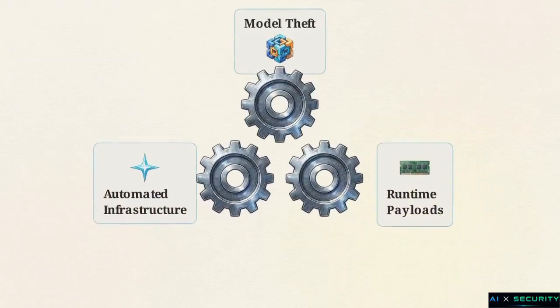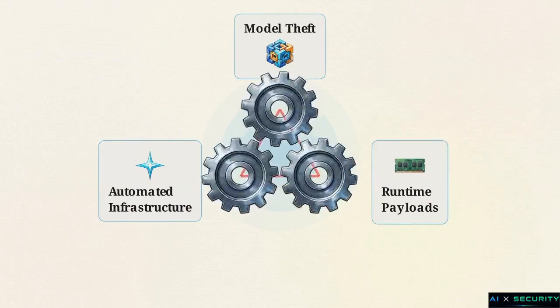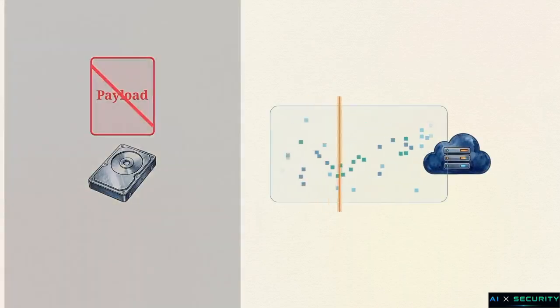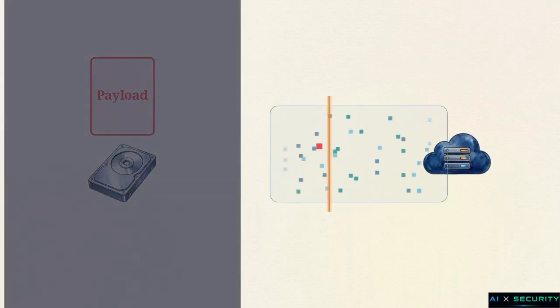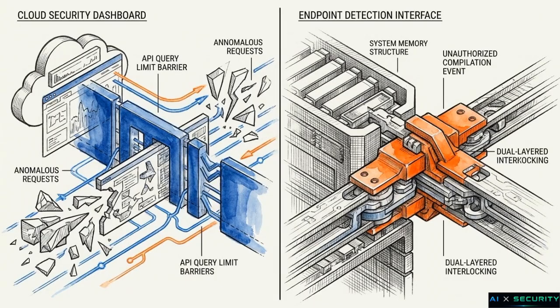Model theft, automated infrastructure, and runtime payloads now function as a single interconnected system. Securing these systems requires moving beyond static payload detection toward behavioral API monitoring and BIAS network traffic analysis. Providers must protect internal reasoning traces from distillation, while endpoint defenders focus on detecting just-in-time compilation events directly in memory.